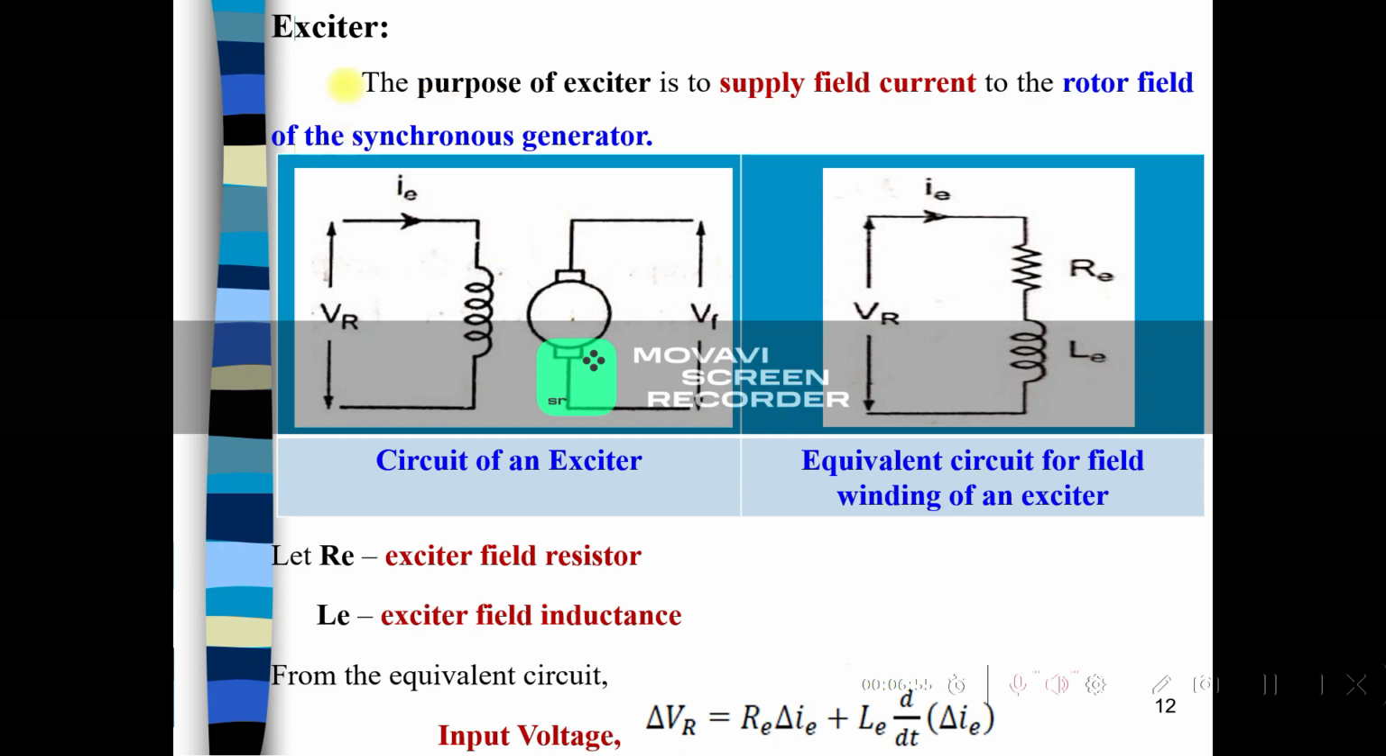Here is the circuit of the exciter for the separately excited DC generator. This is the equivalent circuit with RE and LE. So RE is the exciter field resistance, and LE is the exciter field inductance from the equivalent circuit.